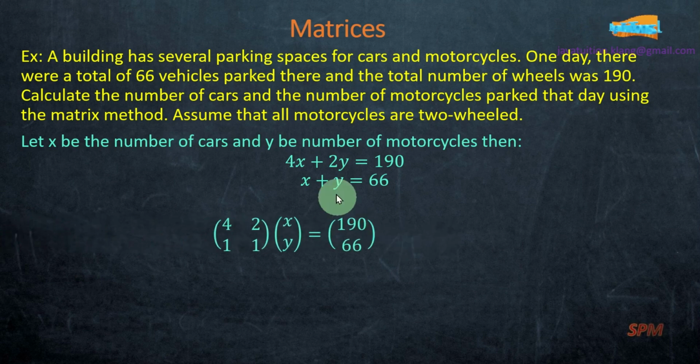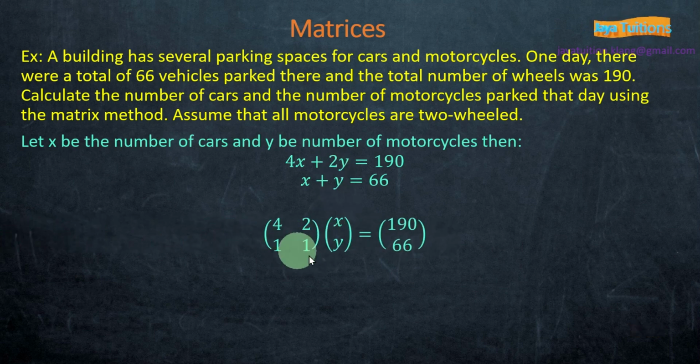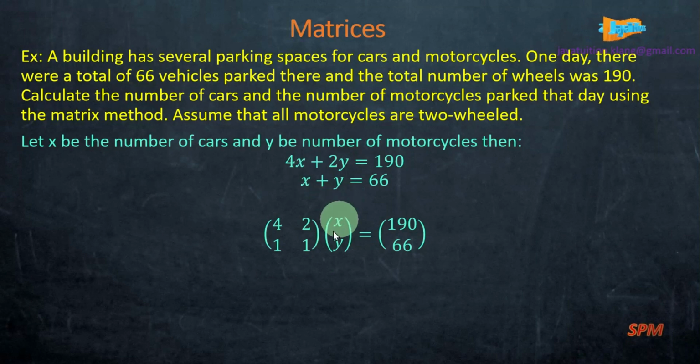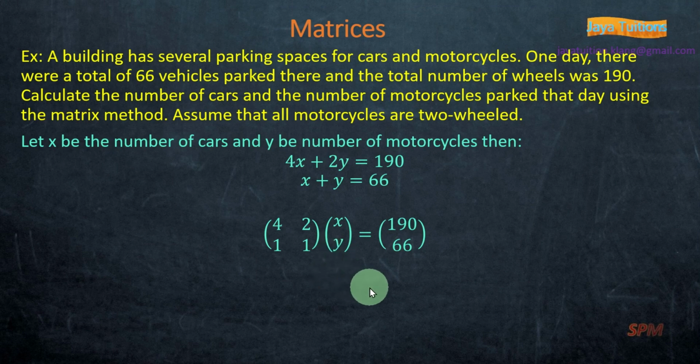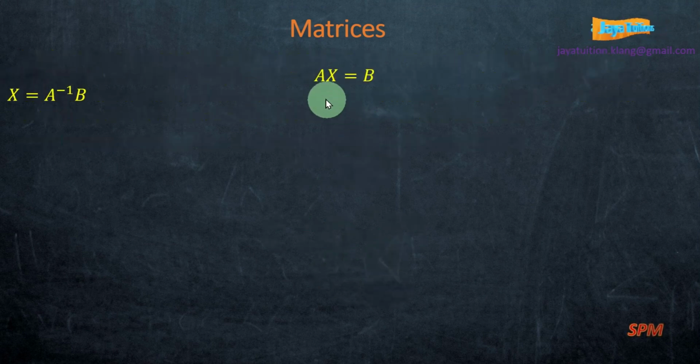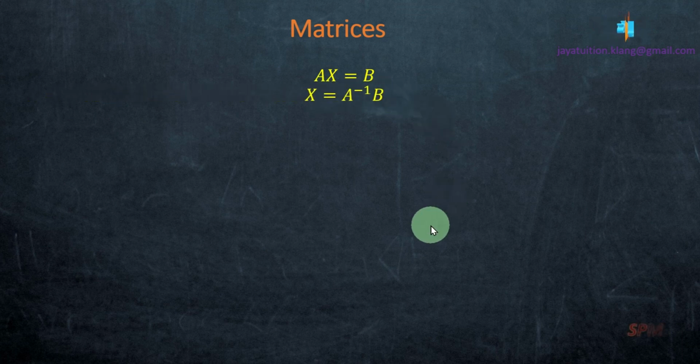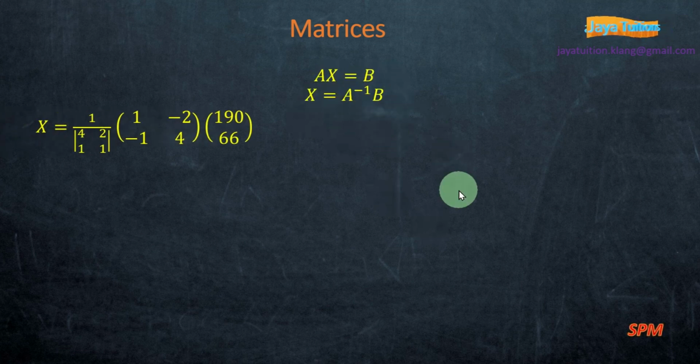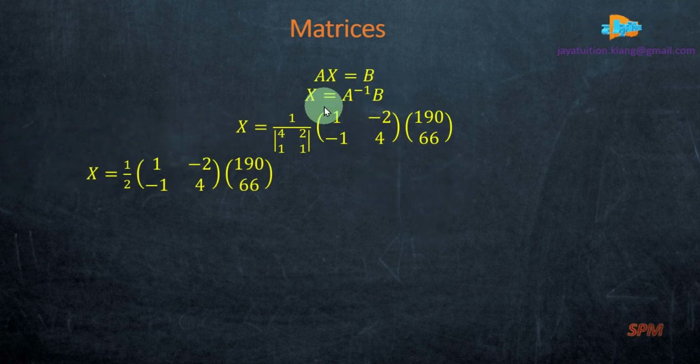The simultaneous equations can be written in matrix form. The first thing you have to write in the matrix: 4, 1, 2, 1 are the coefficients of x and y. x and y will be the multiplication matrix. This equation can now be written in the form of AX is equal to B. Therefore, X will become equal to A inverse times B.